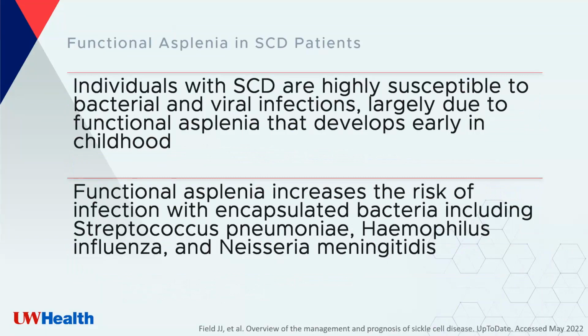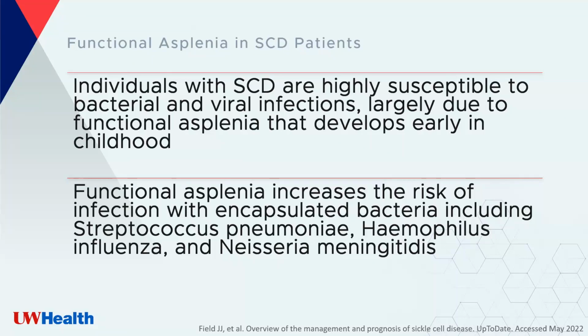Now, also in sickle cell disease or with diseases like sickle cell, researchers believe that the entrapment of red blood cells in the spleen, followed by splenic infarction, leads to hyposplenism. And so this hyposplenism eventually proceeds to be functional asplenism. And that's where you have here the functional asplenia in sickle cell disease patients, where these patients are highly susceptible to bacterial and viral infections, largely due to that functional asplenia that develops early in childhood. And so this asplenia can increase the risk of infection with encapsulated bacteria, including strep, flu, and also meningitis.